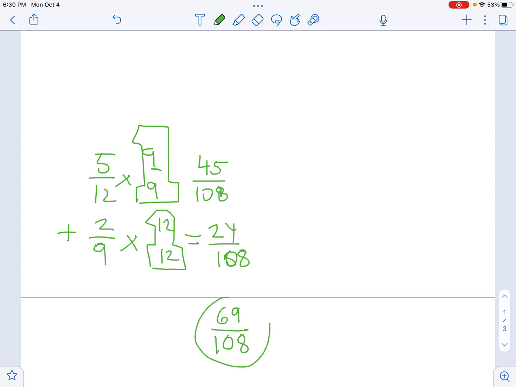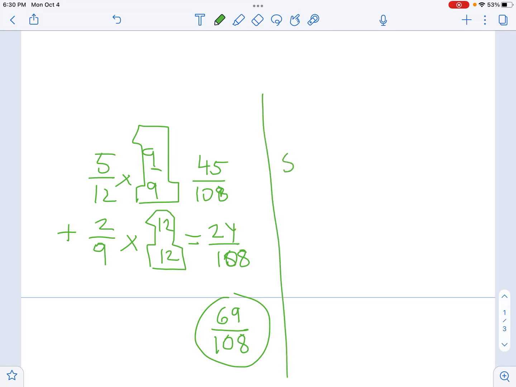But the problem is now I have to reduce this, and it's not that obvious how to do it. You have to divide by 3 over 3. Kind of a pain, and I really don't want to do that because there's an easier way.